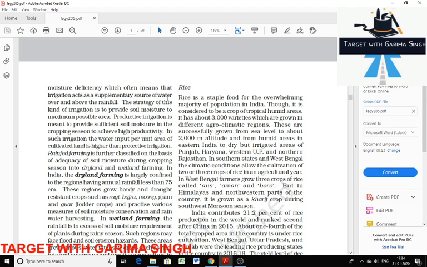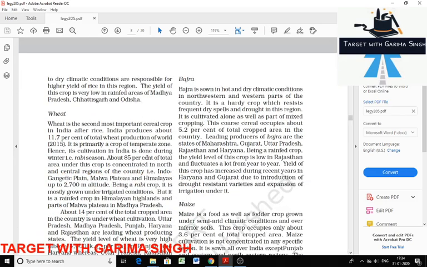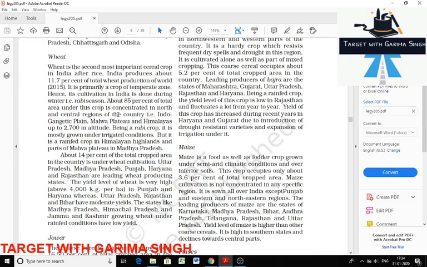Then wheat. India shares 12% of the total wheat production of the world, just as India shares 22% of rice production. About 85% of the wheat area comes under the Indo-Gangetic plain. Wheat is also grown in the Malwa Plateau, the Himalayan north and the central part of the country. The major wheat-producing states of India are Uttar Pradesh and Punjab, basically the northwestern region.